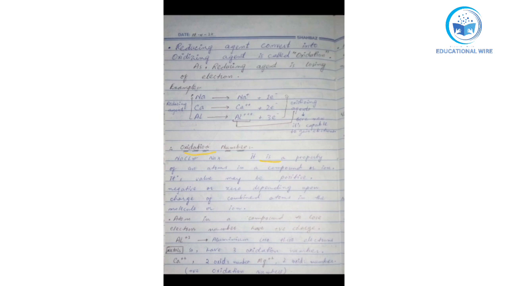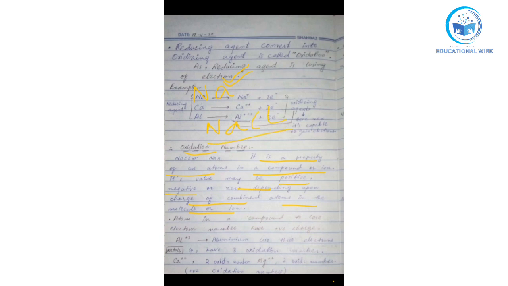Oxidation number is a property of an atom in a compound or ion. Its value may be positive, negative, or zero, depending upon the charge of the combined atoms in a molecule or ion. What the charge on the compound is determines what the oxidation number is. Na is a simple element, so we don't consider an oxidation number for it; we consider the oxidation number of ions or compounds, like NaCl, which is a compound.